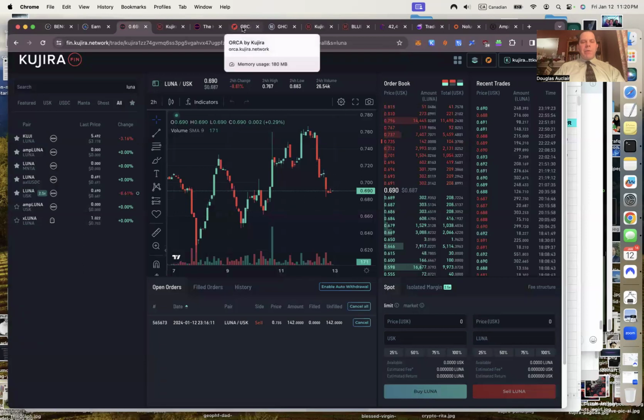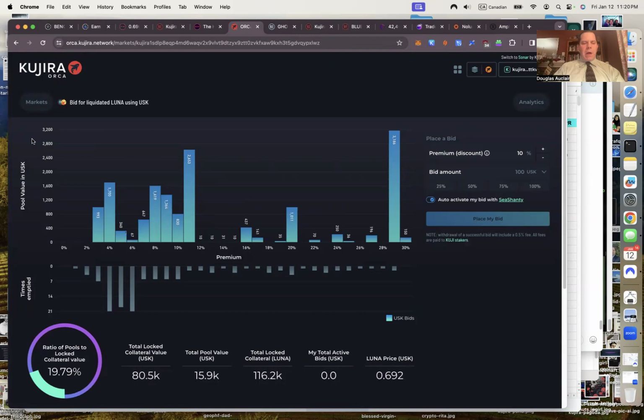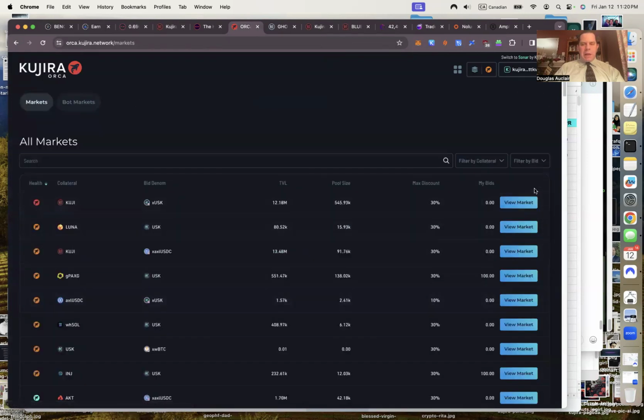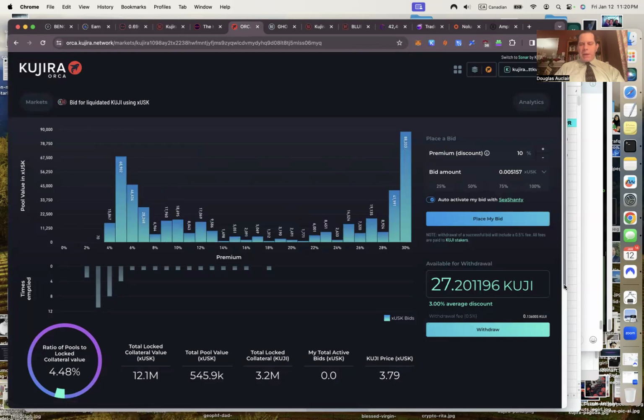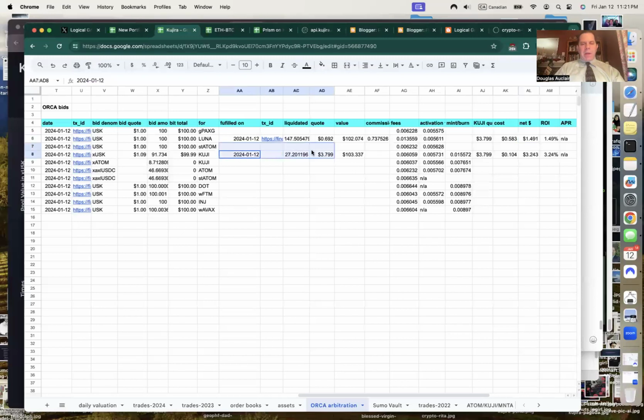Okay, now let's go to the other market that hit, and that is Kuji USK. So again, you see that I have 27 Kuji that I've claimed from approximately 100 USK or 91 XUSK. I have already recorded that piece of data here, although XUSK is not actually 399. I'm sorry, that's the Kuji's cost. Never mind. XUSK is, however, indeed 1.09 per. So that's good. All right, so let's claim that.